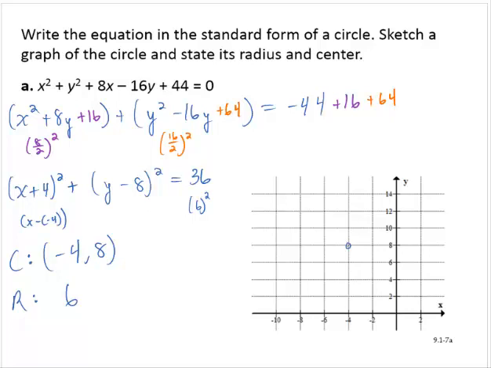The radius is 6, so let me go 6 units in any direction. 2, 4, 6 up, 2, 4, 6 left, 2, 4, 6 down, 2, 4, 6 right. And then draw the circle. Alright, and it looks like my grid is not perfectly square, and so that's why it looks a little flat. Okay, but that is a circle.